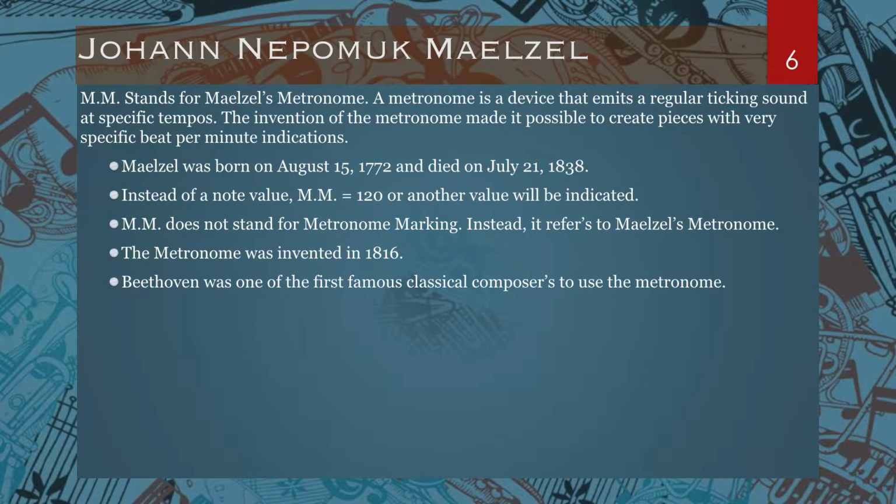So, as you should know by now, instead of a note value, MM equals 120, or another value will be indicated. So they won't use a quarter note or a half note, they'll just write MM, and sometimes the equal sign isn't even there, it just says MM 120, or whatever the tempo marking happens to be. The actual metronome was invented in 1816, and as I said, Beethoven was one of the first famous classical composers to use a metronome.